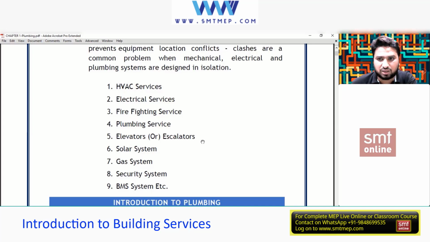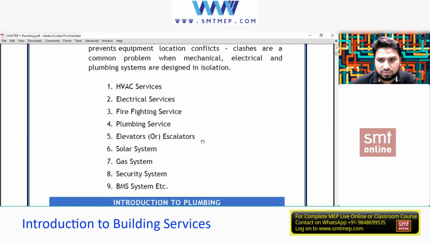Gas system again requires a complete mechanical background. Security system deals with cameras and all this. So what do you people think? Who deals with security systems? Electronics and communication, yes, so I can say ECE people, right? Not electrical, electronics. Sorry, electronics. Electrical is for the electrical service, like lighting, load calculation, all this. Here, CCTV cameras and all this, so electronics and telecommunication people can also be used over here.